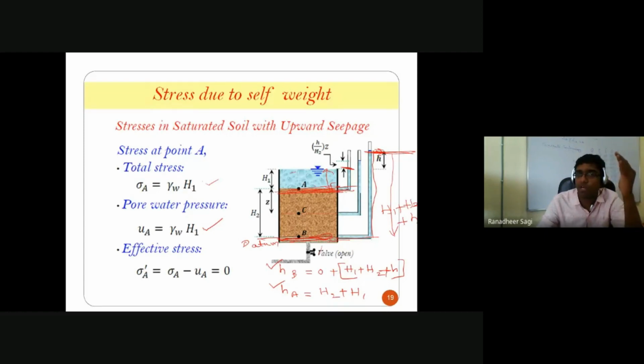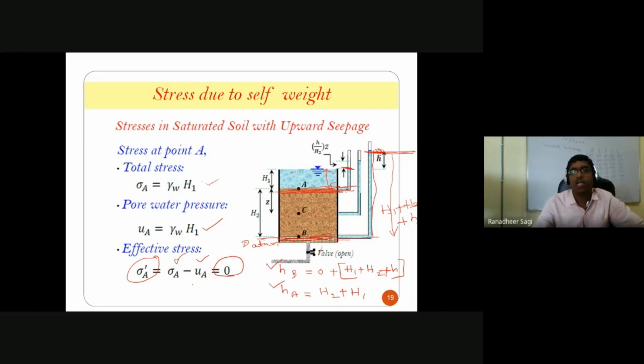So total stress at point A is known, pore water pressure at point A is known. Effective stress, if I am trying to calculate, is nothing but total stress at point A minus pore water pressure at point A, gamma W into H1 minus gamma W into H1, which simply comes out to be 0. The effective stress at point A is coming out to be 0. Even earlier also at point A, the effective stress was 0. Now also at point A, the effective stress is 0, because over and above that particular point, you don't have any solid content existing. So stress carried by non-existing solid particles is obviously 0.